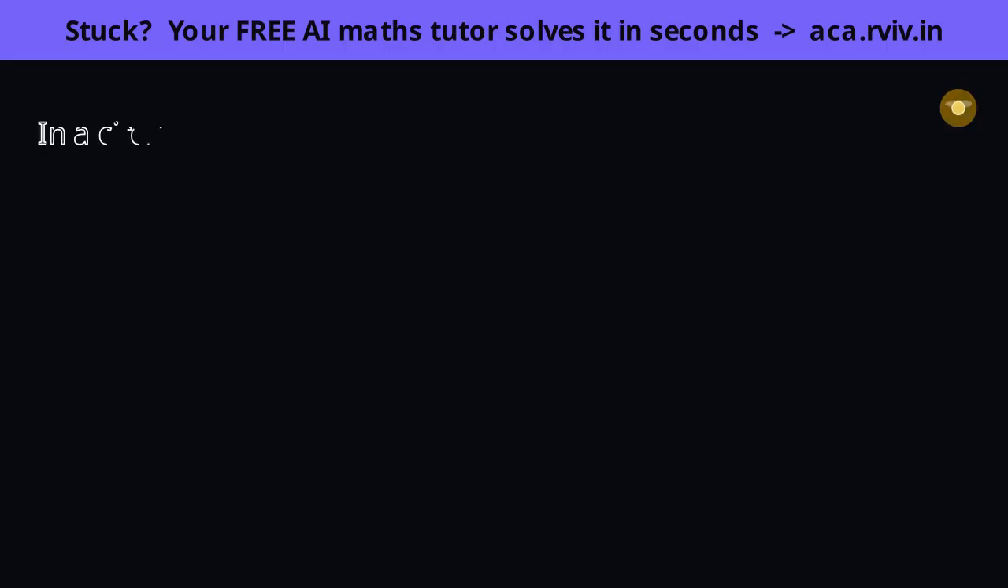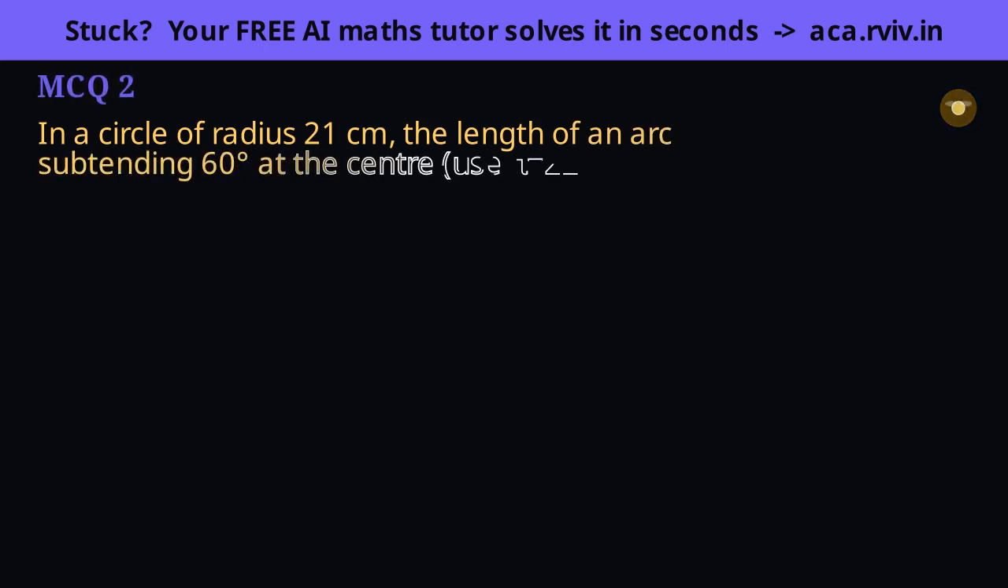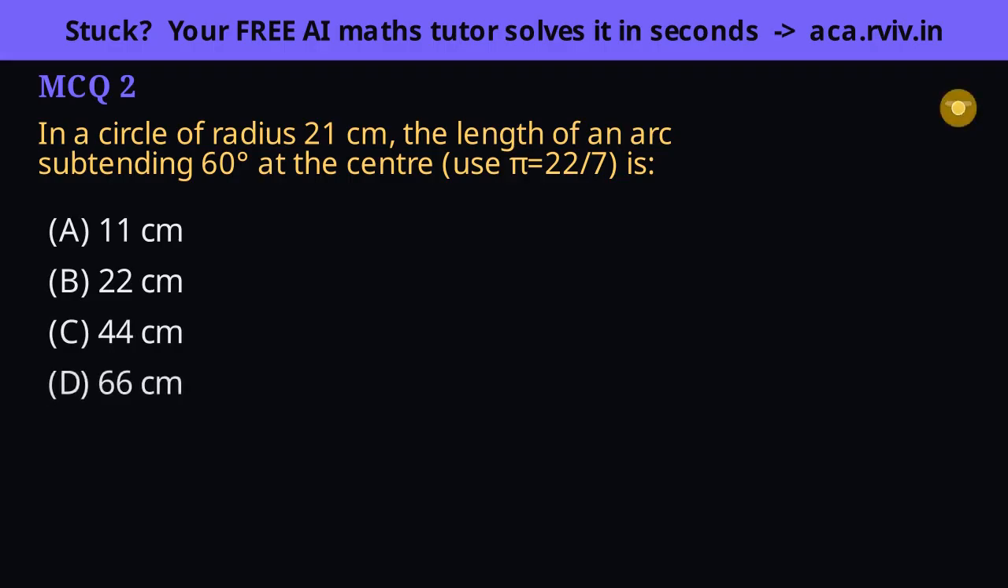Notice the word length. This asks for a distance along the arc, not an area, so we must use the circumference, 2 pi r, not pi r squared. The arc is the angle fraction, 60 over 360 or 1/6 of that full circumference. Consider the 4 options. 1/6 of 2 times 22 over 7 times 21. The 21 cancels the 7 to give 3, and it works out to 22 centimeters. Option B. Note the unit is plain centimeters because it's a length.